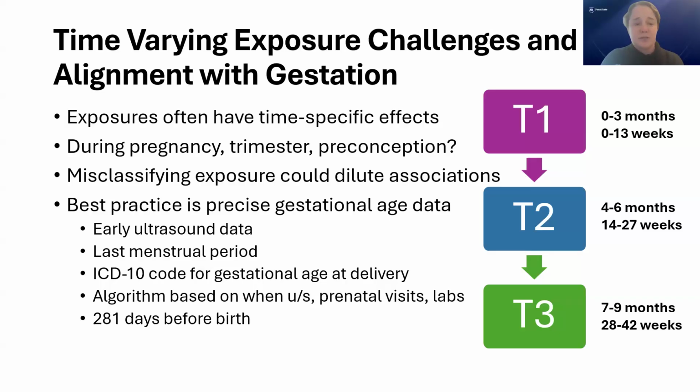Sometimes we can use early ultrasound data and can estimate pregnancy time up to that point. We may have last menstrual period. Those are usually available in birth certificate data. If you have ICD-10 codes, you can look for gestational age at delivery. There is an ICD-10 code for this, but it's not reliably used. So these are all kinds of interesting problems that come about when you're trying to figure out this time frame of when you're interested in defining your exposure and how you align it with gestation.